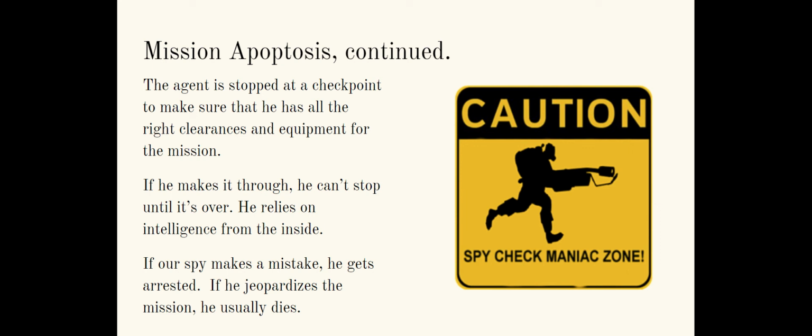reproduce? Is all of the genetic information in the right place? Do we have enough oxygen? Do we have enough ingredients for new cells? So if the spy makes it through that, he has to keep going. He can't stop until it's over. He has to go through that whole cycle. He has to complete the mission. And he relies now on intelligence from inside the cell. Okay? If our spy makes a mistake, he gets arrested. If he jeopardizes the mission, he dies. Okay? Does that kind of make sense?